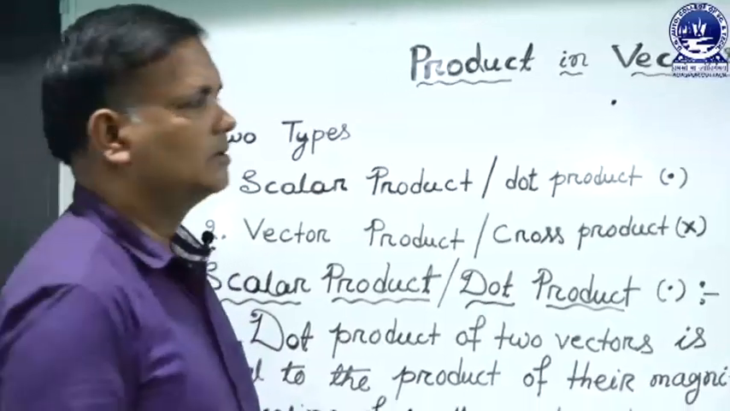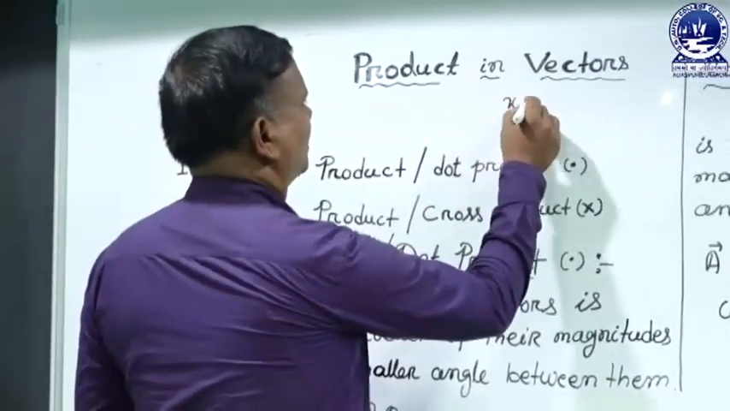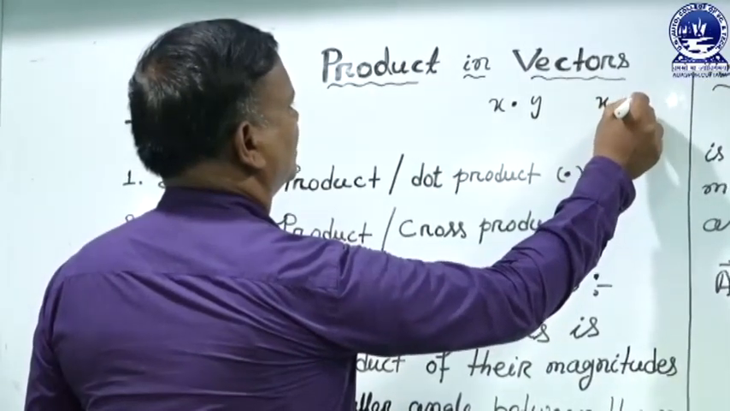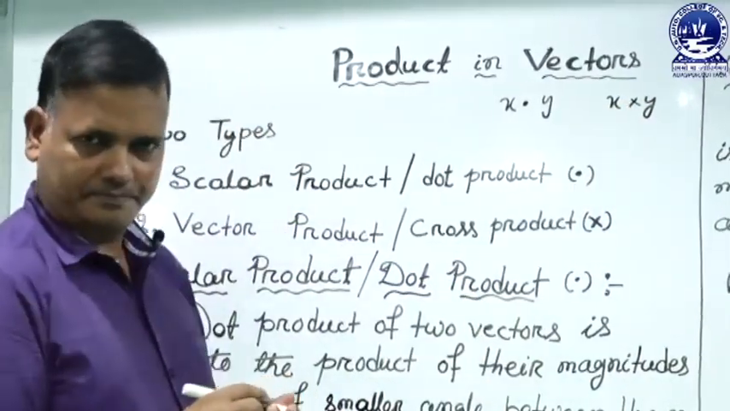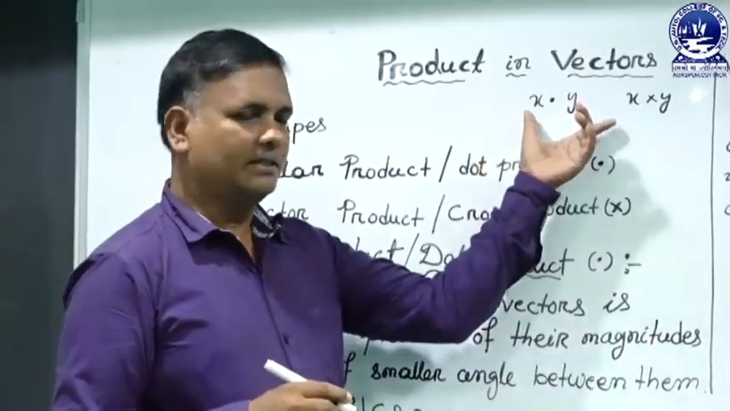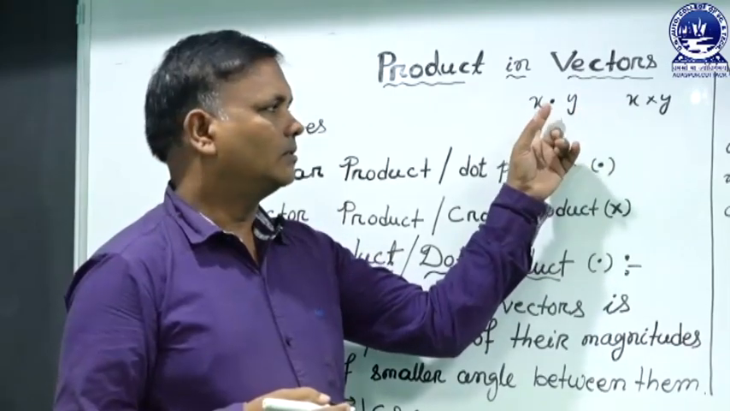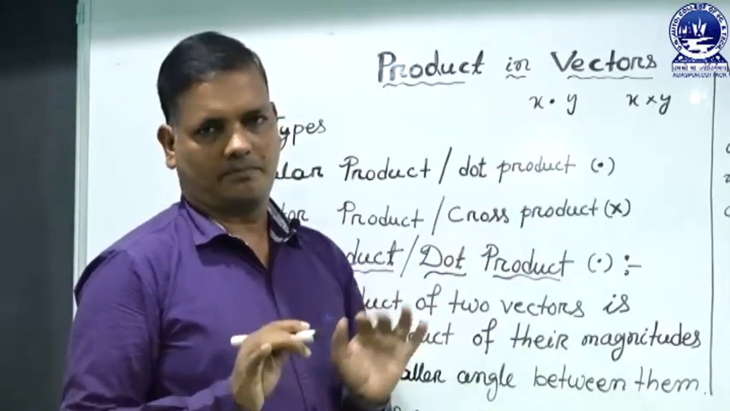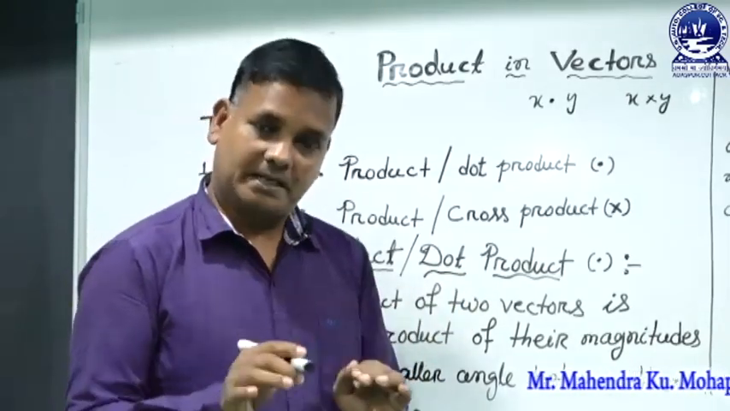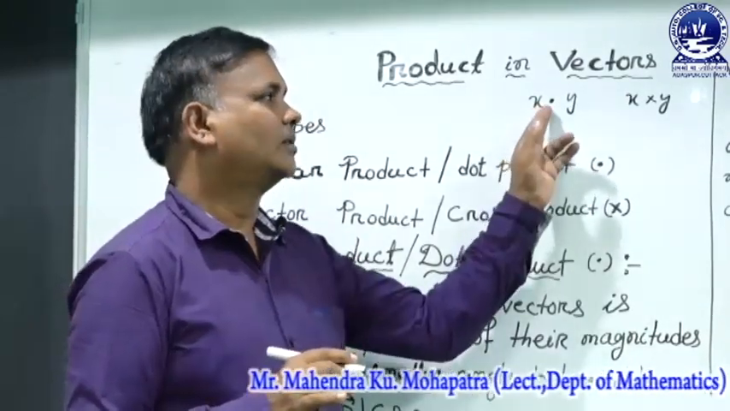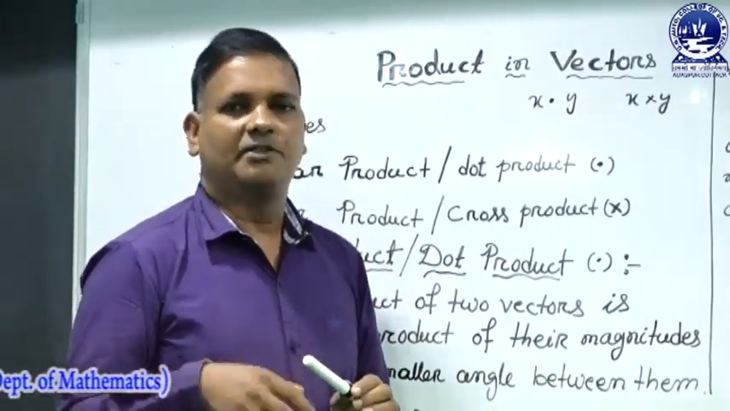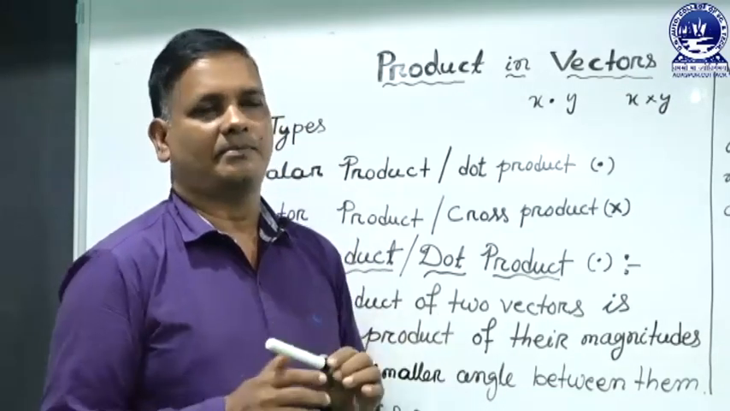Sometimes we write x into y like this, and many times we also write x into y in this way. Here is dot, here is cross. But in algebra, in scalars, both products are the same and do not differ. But in the case of vectors, the dot product and cross product are of two types. The result is different.